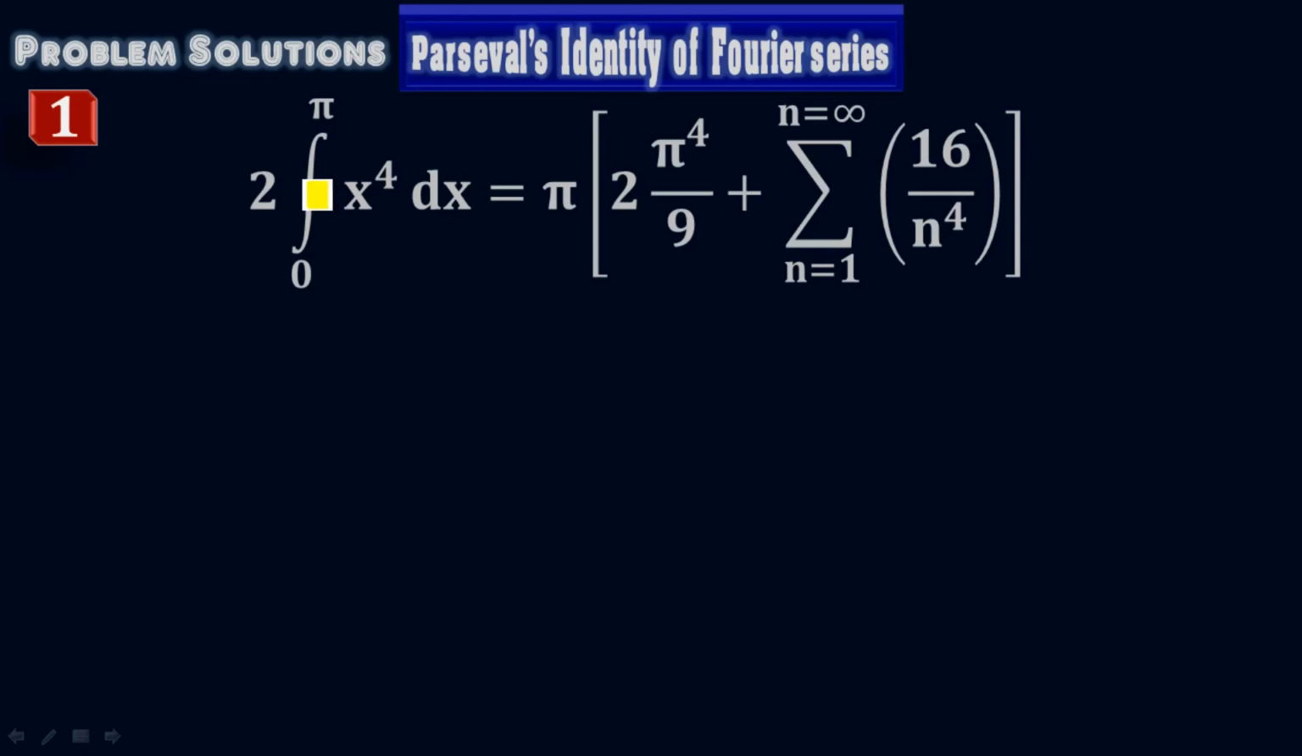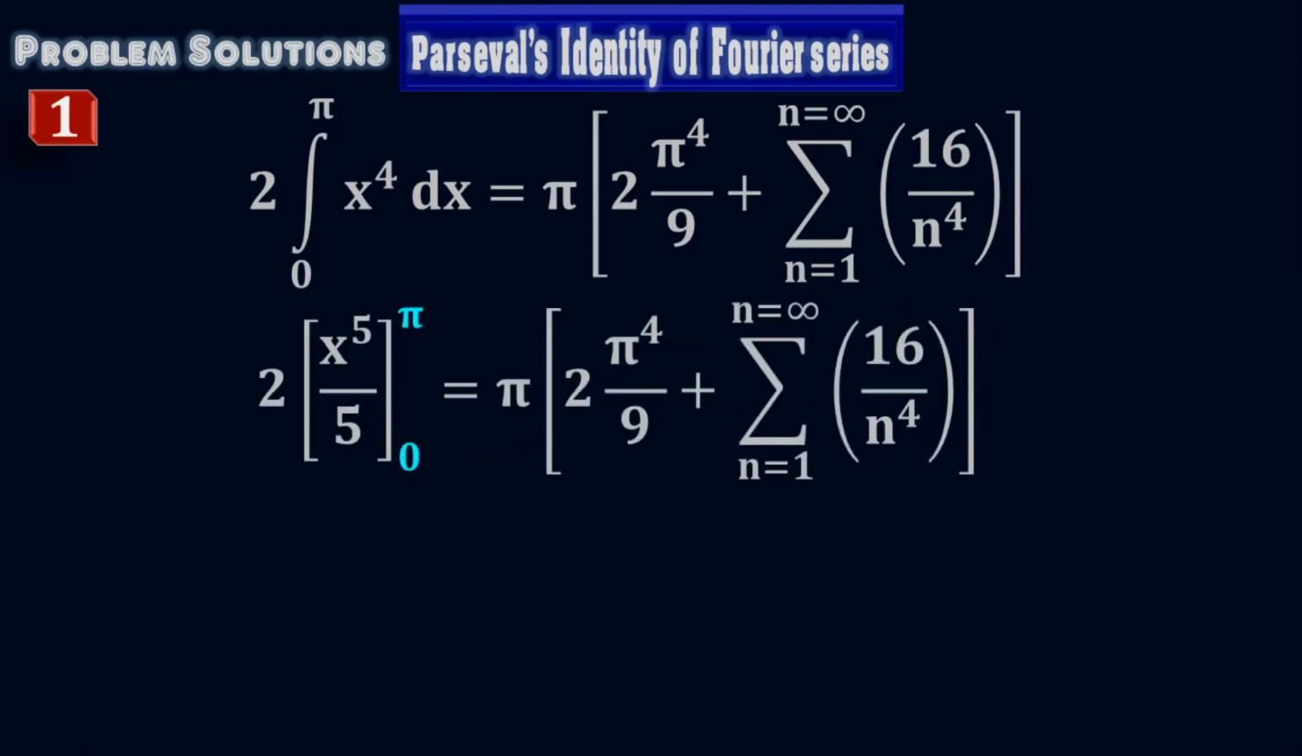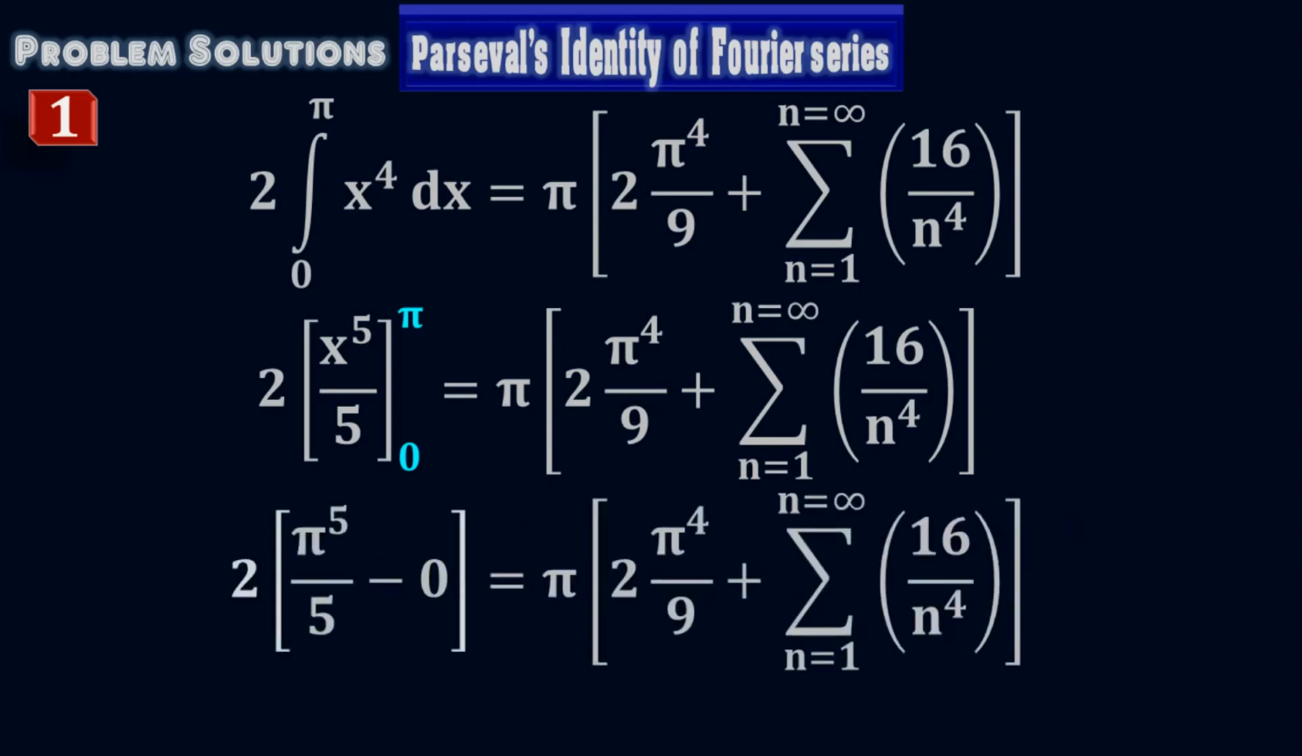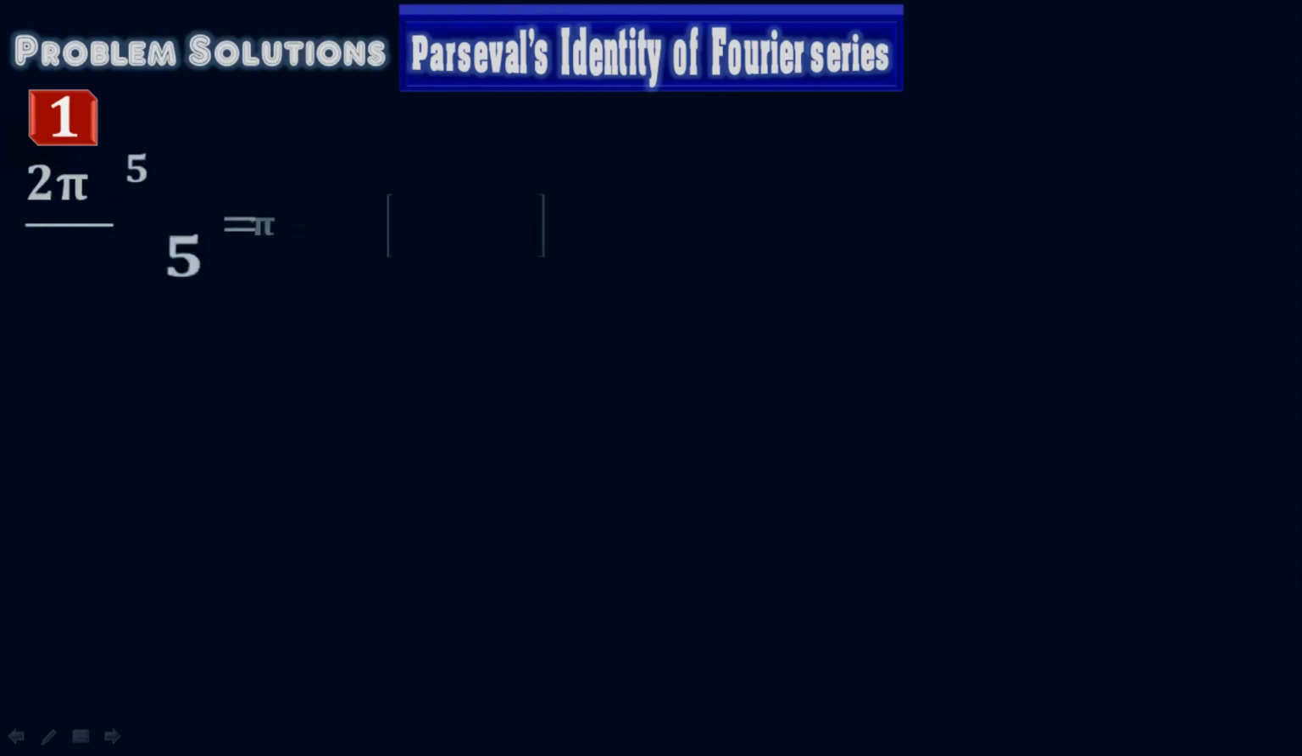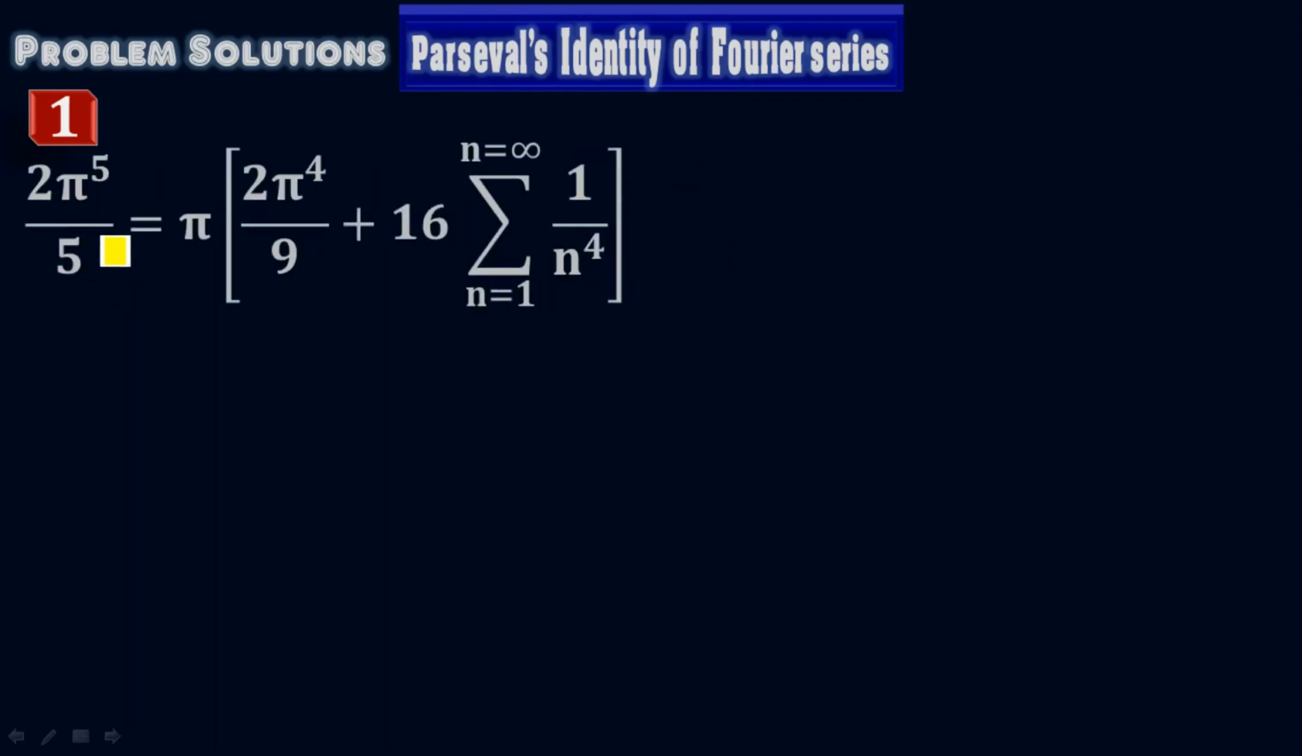Now take the definite integral for the left side. The integral of x to the 4 with respect to x is x to the 5 over 5 with the limit from 0 to pi. Put the upper and lower limit for the left side to have pi to the 5 over 5 minus 0, because for the lower limit it becomes 0. When I plug in x equals 0, 0 to the 5 will be 0. So 0 over 5 will be 0. For the lower limit, the function is 0, and for the upper limit, x to the 5 becomes pi to the 5 over 5.